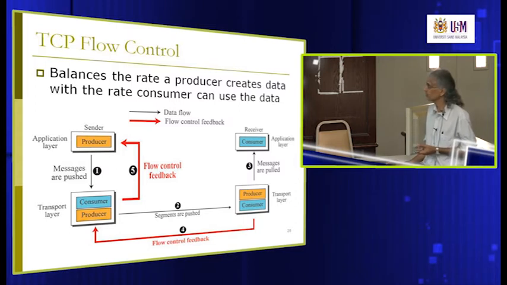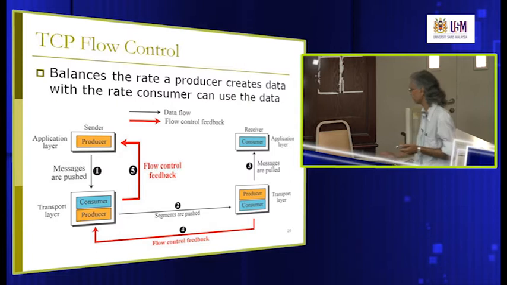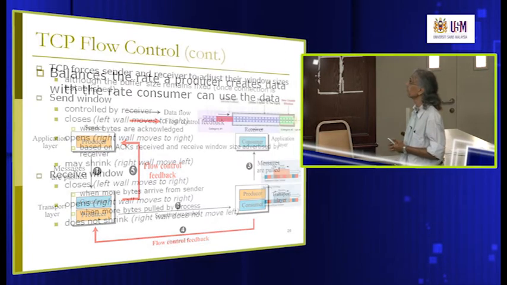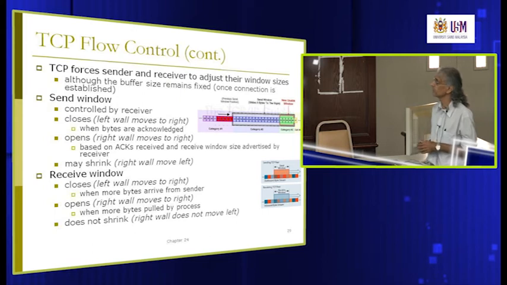And the TCP on the sender side will also give feedback to the application to say whether there's enough buffer or room in the window to accommodate the data coming in from the sender itself. So how flow control works is that TCP forces the sender and receiver to adjust their windows, to make sure that the data can be sent out and received in the receiver's window with enough space, so that enough buffer size remains. They can adjust their window sizes according to needs.